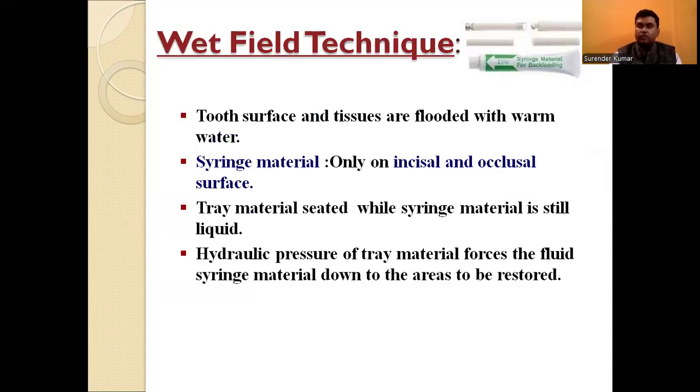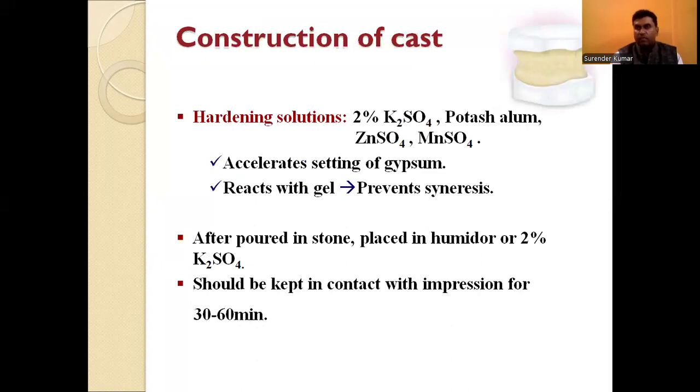And this is the wet field technique. You can get this as a short note. The tooth surface and the tissues are first flooded with warm water. After that, syringe material is placed over the incisal and the occlusal surfaces of the teeth, and then the tray material is seated over the syringe material while it is still in the liquid form. The hydraulic pressure of the tray material forces the fluid syringe material down to the areas to be restored.